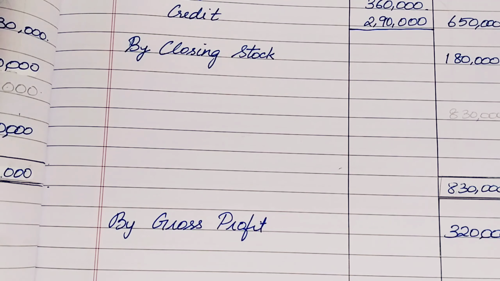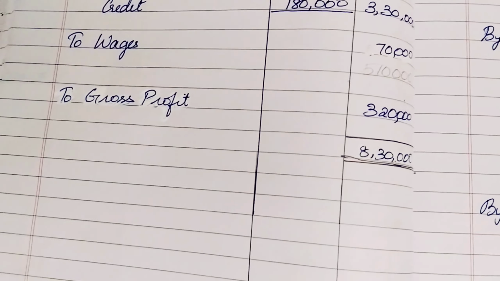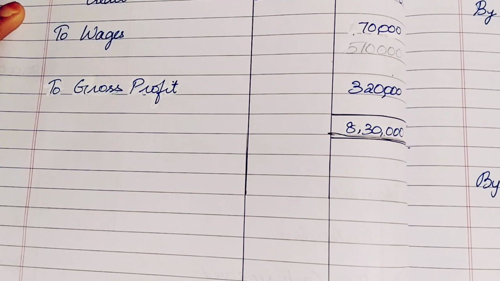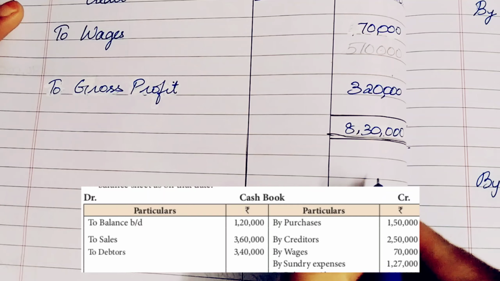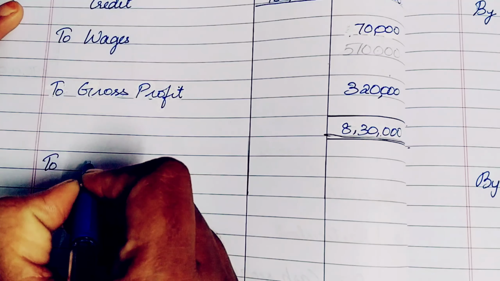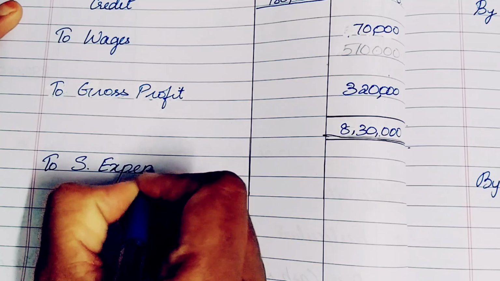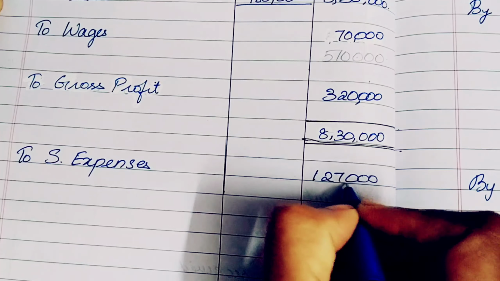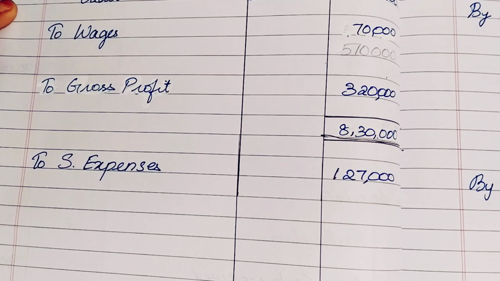Now we have to enter the items relating to the profit and loss account. So when you look into the cash book, we have certain items which are recorded in the profit and loss account. So those items are sundry expenses, which is to be debited in the profit and loss account. So the first item I'm going to write from the cash book given in the problem is sundry expenses. So sundry expenses is 1,27,000.